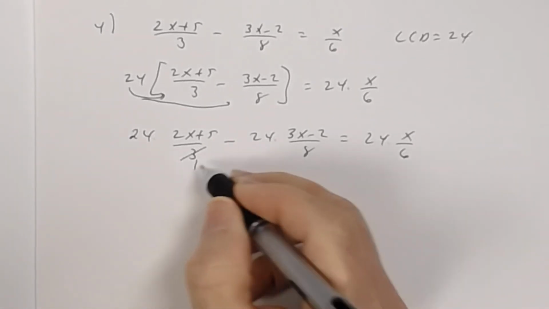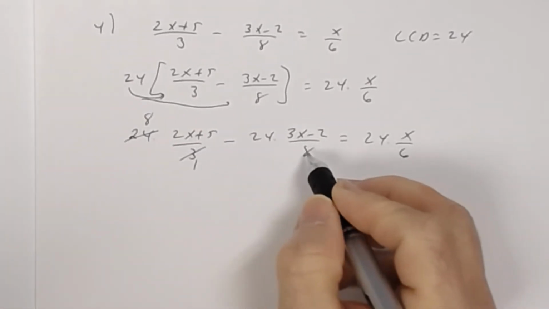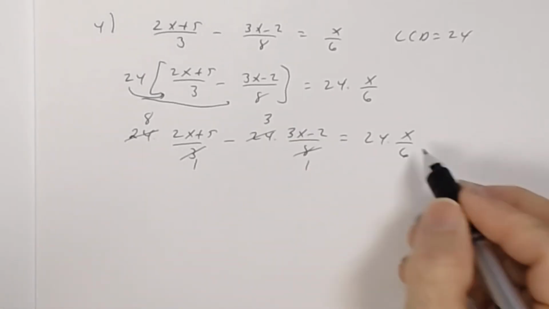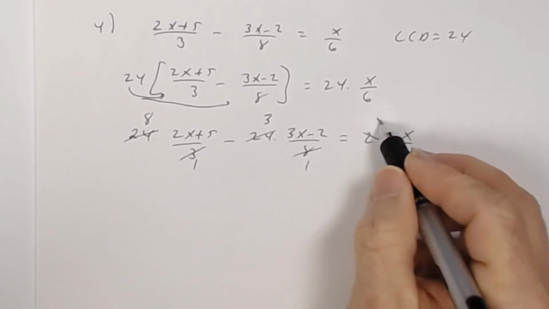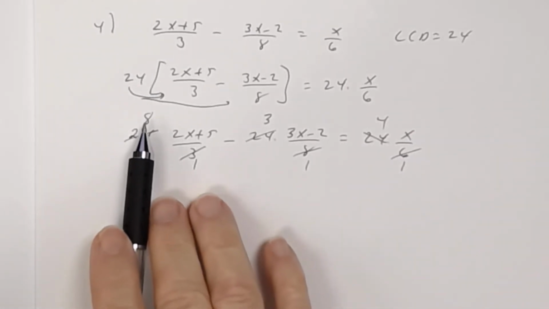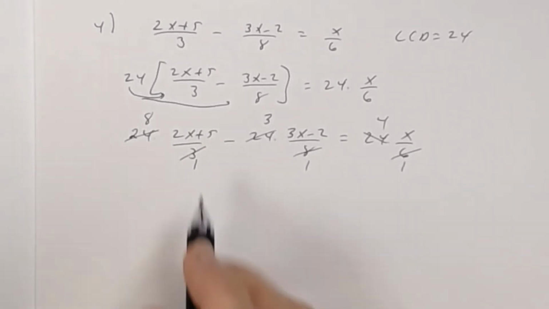So 3 divided by 3 is 1, 24 divided by 3 is 8. All right, over here, 8 divided by 8 is 1, 24 divided by 8 is 3. Over here, 6 divided by 6 is 1, 24 divided by 6 is 4. Now be careful with the next step. So remember, you're saying 8 times this numerator. This numerator has more than one term. So let's put that in parentheses.